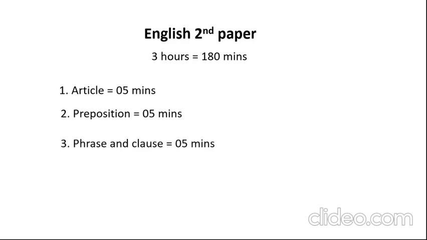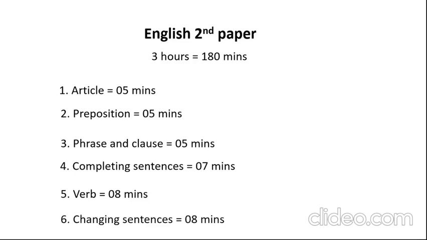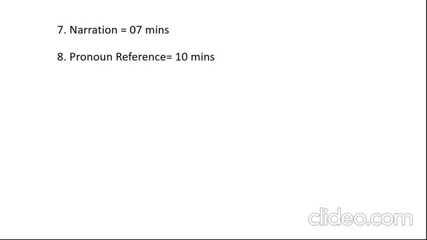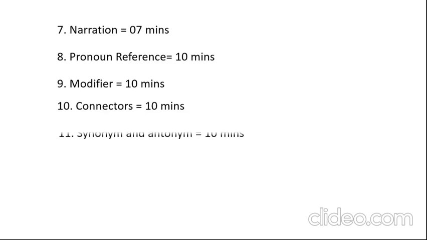Now come to the English second paper. Here you will also have 3 hours, that is 180 minutes. So for each item: number 1 article 5 minutes, number 2 preposition 5 minutes, number 3 phrase and clause 5 minutes, number 4 completing sentences 7 minutes, number 5 verb 8 minutes, number 6 changing sentences 8 minutes, number 7 narration 7 minutes, number 8 pronoun reference 10 minutes, number 9 modifier 10 minutes, number 10 connector 10 minutes, number 11 synonym and antonym 10 minutes.